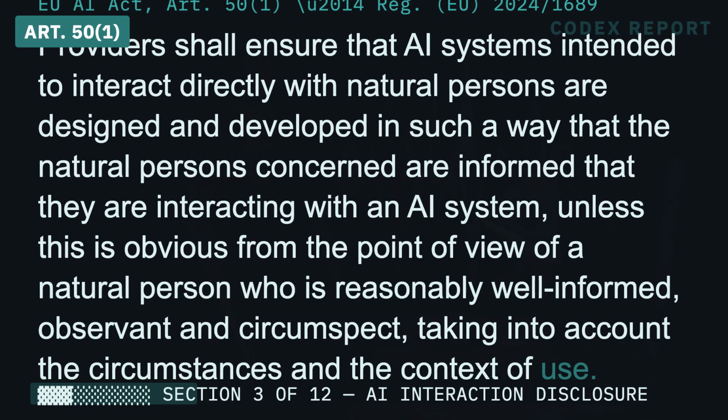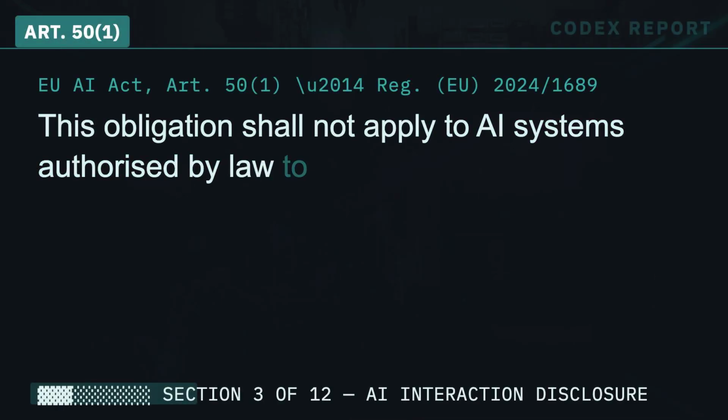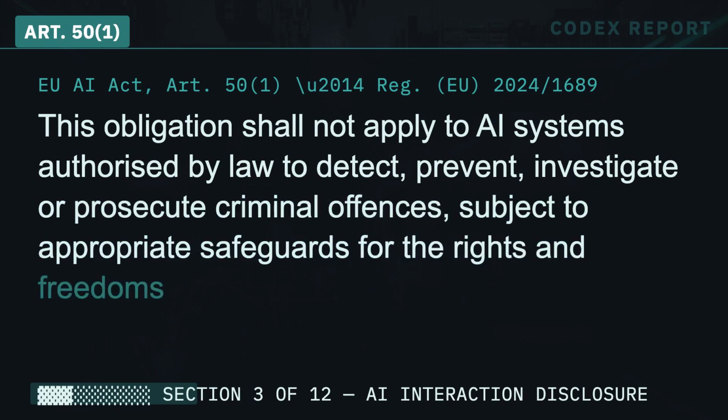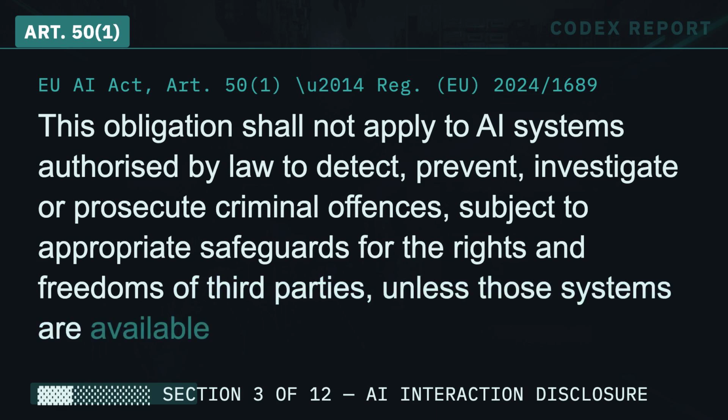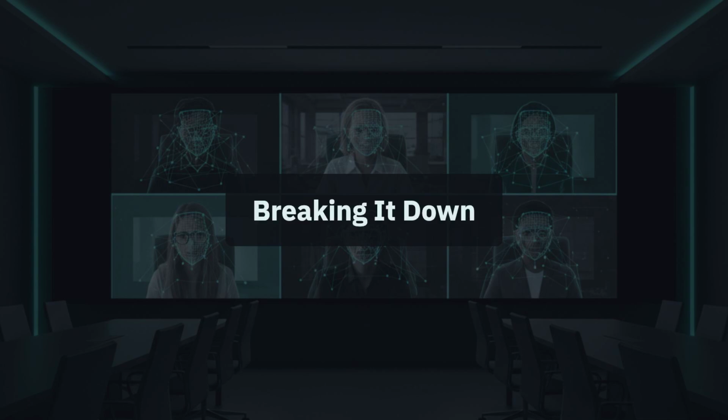This obligation shall not apply to AI systems authorized by law to detect, prevent, investigate, or prosecute criminal offenses, subject to appropriate safeguards for the rights and freedoms of third parties, unless those systems are available for the public to report a criminal offense. Let us break this down into its operative elements.